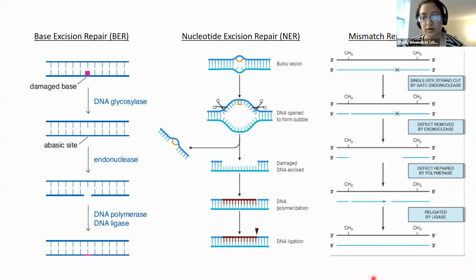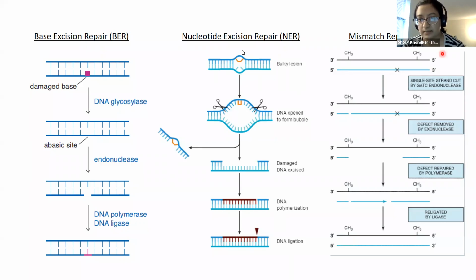In nucleotide excision repair, the DNA is opened to form a bubble, and then the damaged DNA is excised by a nuclease. And then DNA polymerase comes in and replaces the DNA that has just been removed, and then DNA ligase comes in and anneals the fragments of DNA.